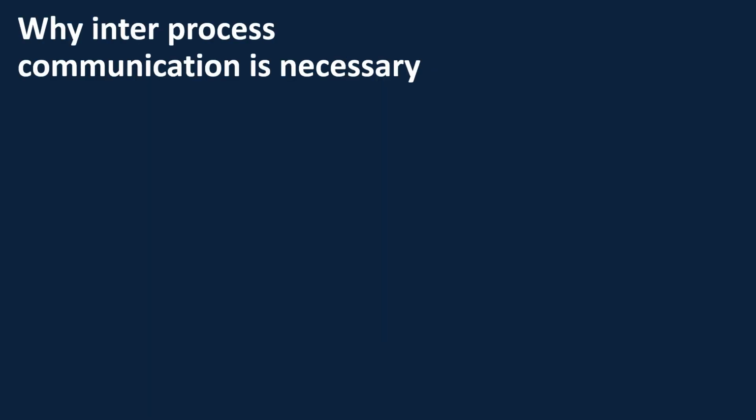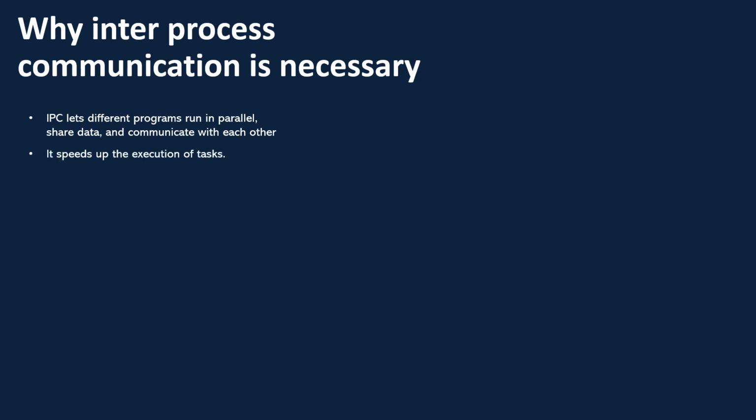So, what is the importance of IPC? Why is IPC necessary? As IPC allows inter-process communication, it also allows different programs to run in parallel, share their data, and communicate with each other. IPC techniques also speed up the execution of tasks. IPC also ensures that the tasks are running in a particular or fixed order, and also makes sure that the task is running correctly or not.